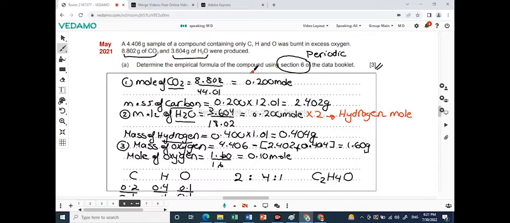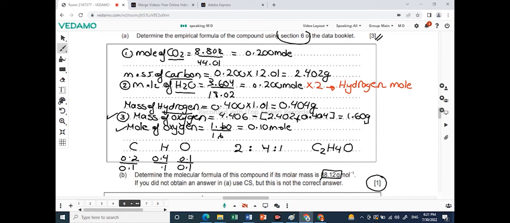But for the mass of oxygen, continuing with the mole of oxygen, it is taken with another second mark. Then, continuing with the mole ratio and writing your final answer, taking into consideration the correct mole ratio presented for the atoms and specifying the empirical formula, it is out of another 1 mark.